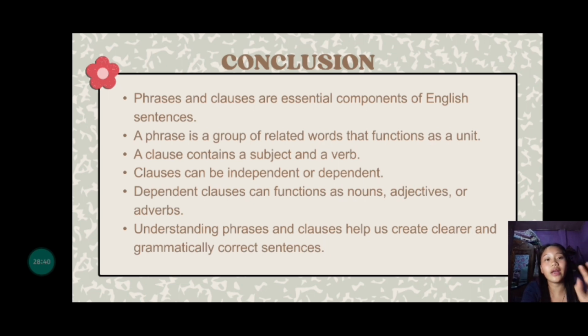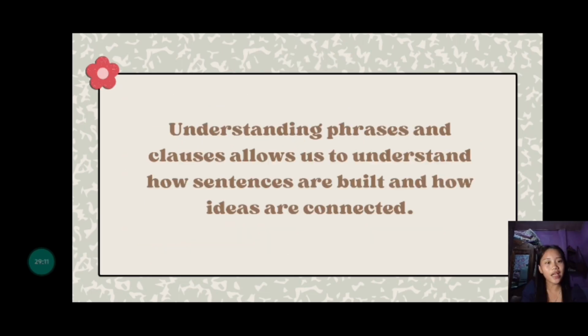So before we end, let's remember the main points. A phrase is a group of related words that function as a unit. A clause contains a subject and a verb. An independent clause expresses a complete thought, while a dependent clause needs another clause to complete its meaning. Understanding phrases and clauses allows us to understand how sentences are built and how ideas are connected.